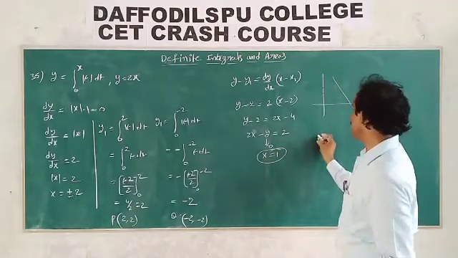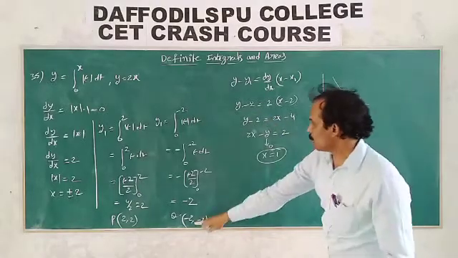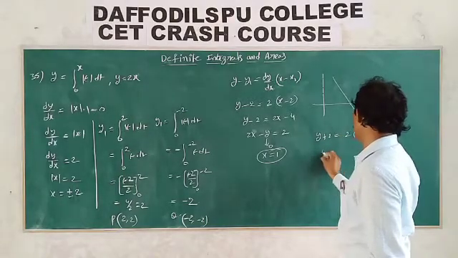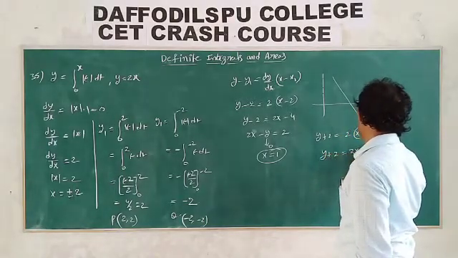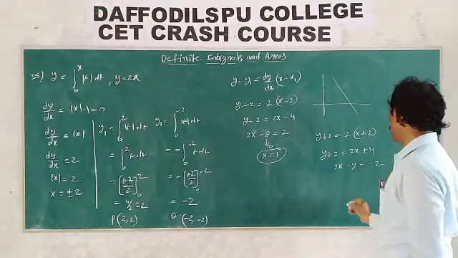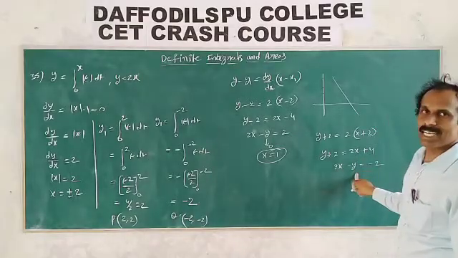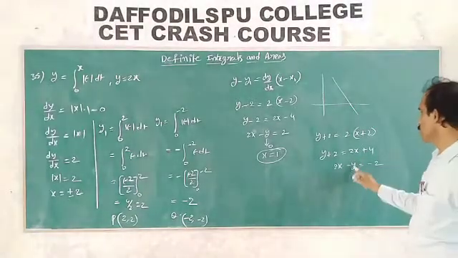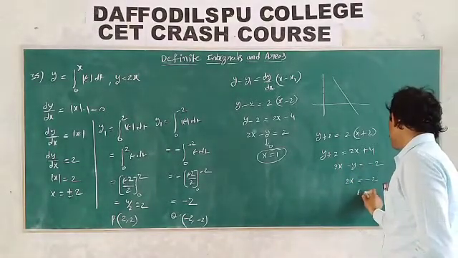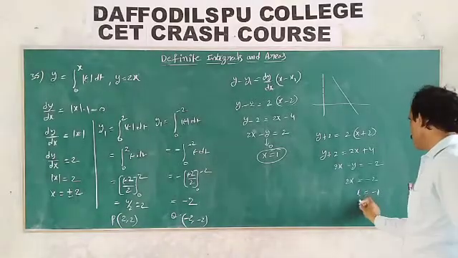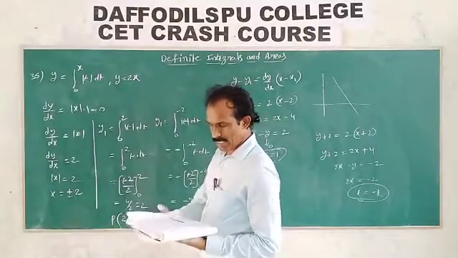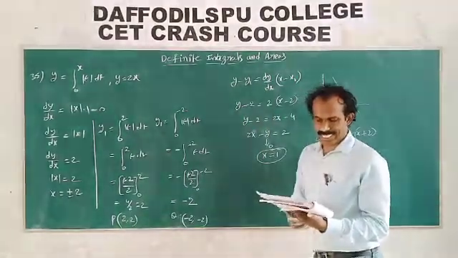Second tangent, y minus this point: at this point, y plus 2 is 2 of x plus 2, y plus 2 is 2x plus 4. Then 2x minus y is equal to minus 4. This also meets the x-axis, so we get the x-intercept. Again y is 0, so 2x is equal to minus 2, x is equal to minus 1. What are the x-intercepts? Plus or minus 1. Right? So the fourth option is the correct answer.